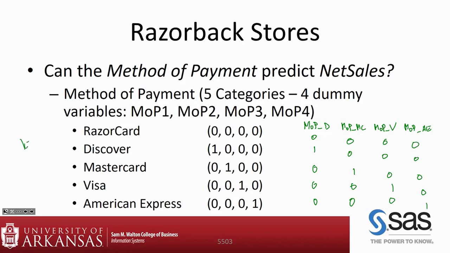So I have 5 levels, which means I need 4 dummy variables, because this is method of payment razor card. We're not actually creating a method of payment razor card, but if everything is 0, then we're going to say that method of payment is our razor card method.